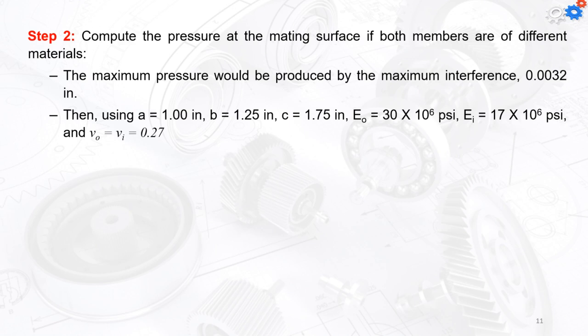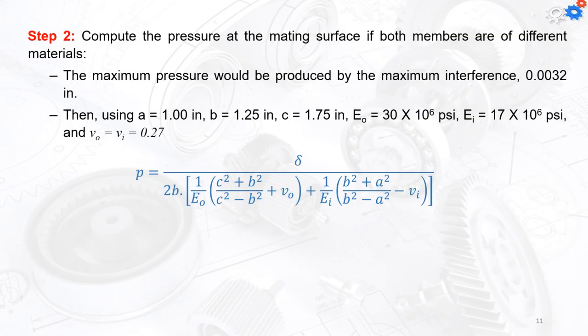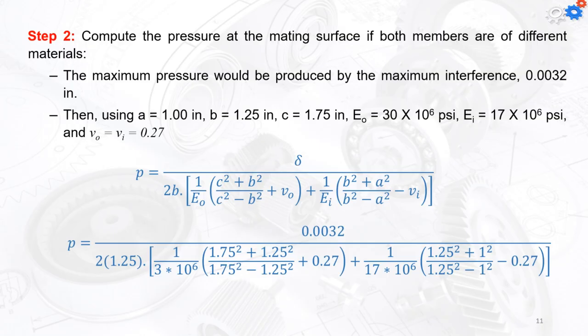And the Poisson's ratio is going to be the same for both, which is 0.27. Of course, Poisson's ratio is unitless. So now we go to the equation. I'm going to substitute the parameters in, okay, and do the calculation.